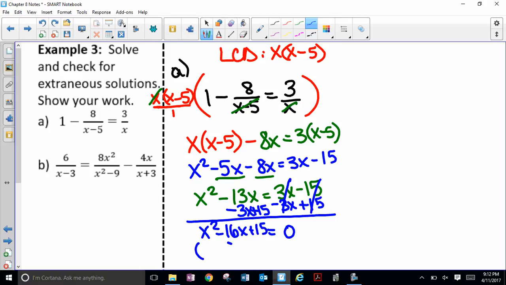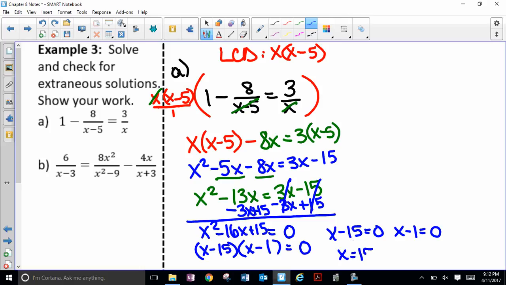This is factorable. Now, if it's not factorable, then you'll have to use the quadratic formula, but this one is factorable. x minus 15, x minus 1. If I set both of those equal to 0 and solve for x, so add 15, so x equals 15. Add 1, so x equals 1 are possible answers.